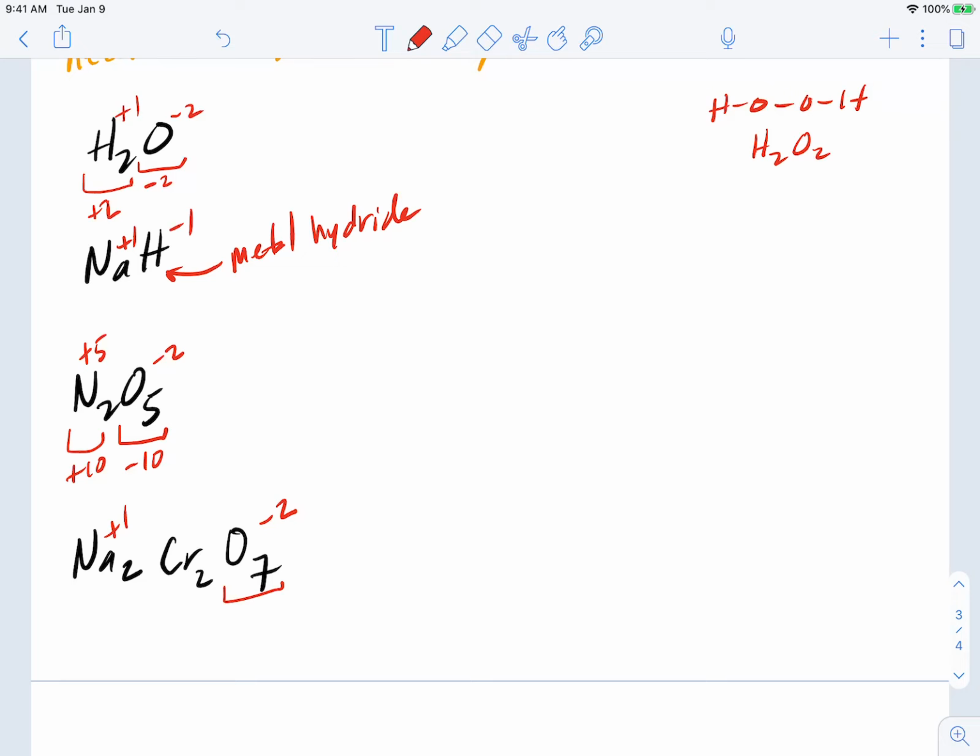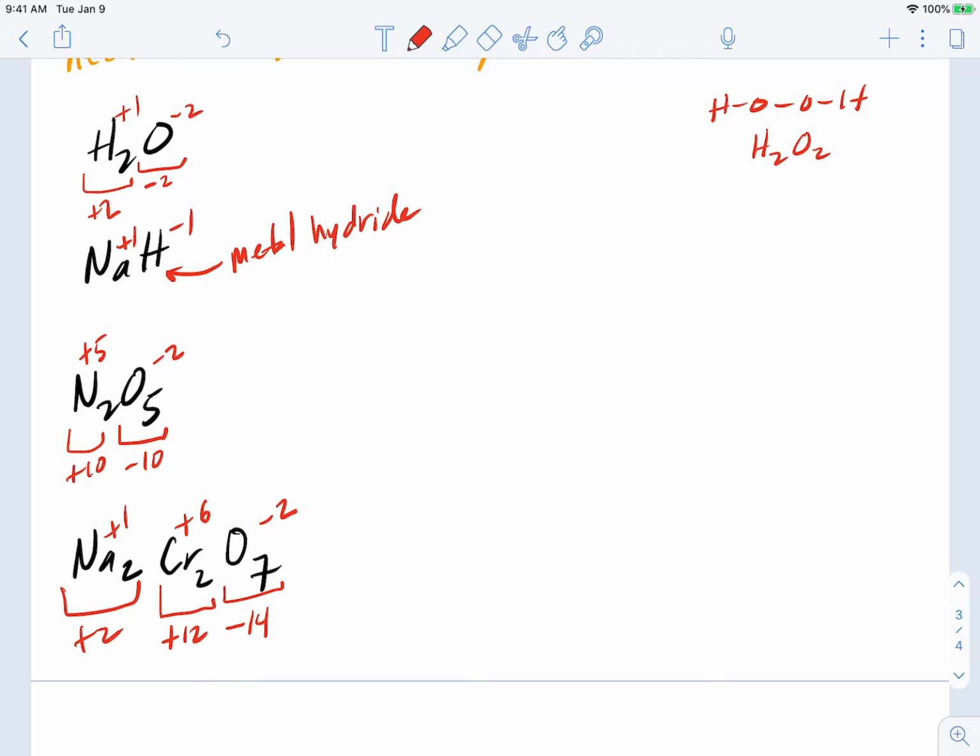So we have 7 times -2 is -14. Now, sodium gives +2, and we have to have an overall neutral charge. So from the chromium, I need to have a +12 to give me no charge. And so +12 would be +6 for each chromium because we have 2. A little bit more complicated.